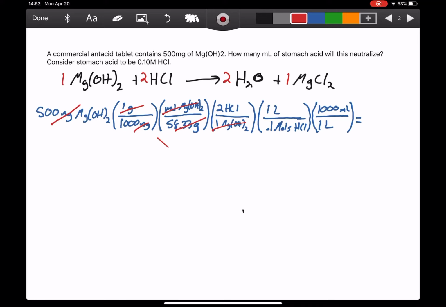Now we need to go to a volume. Moles cancels out. This is 2 moles of HCl divided by the molarity, essentially. It's going to give us the number of liters of acid neutralized, and now we just multiply that by 1,000 to get liters to cancel out, and we are going to be left with milliliters. And when we multiply all that through, we find that it is equivalent to 171 milliliters, which is the answer, and that is how many milliliters of stomach acid, given this concentration, one 500 milligram tablet of magnesium hydroxide would be able to neutralize.